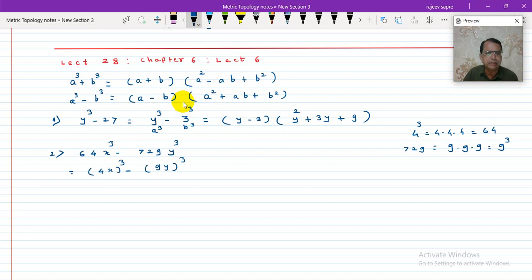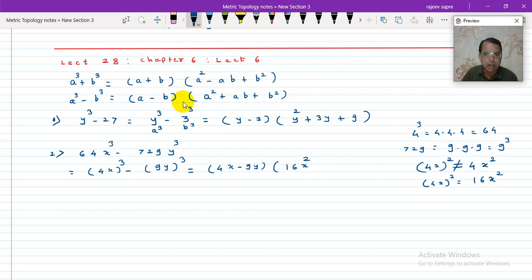And now use the a cube minus b cube formula. In place of a you have 4x, so 4x cube is a cube. a will be replaced in this formula by 4x and b by 9y. So the first term will be a minus b, so 4x minus 9y. And the second term will be a square, so a is 4x, and its square is 16x square. Here we often get confused. The square of 4x is not 4x square. You have to square the 4 also. So it will be 16x square.